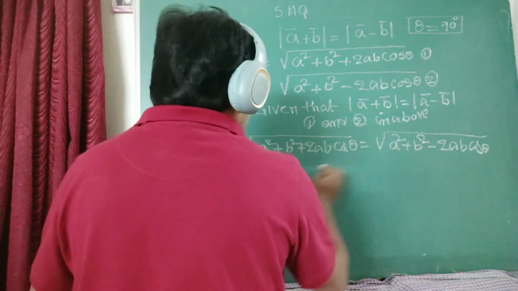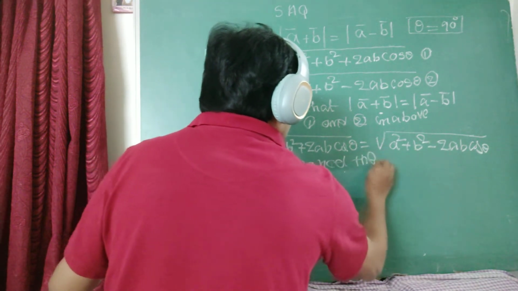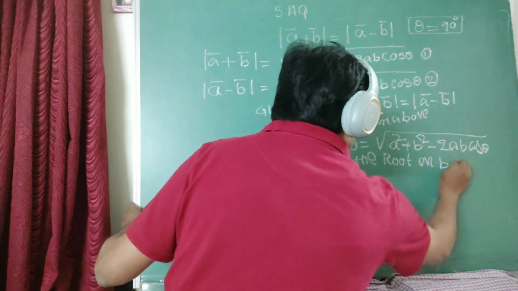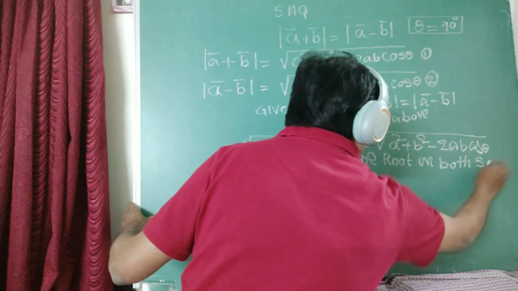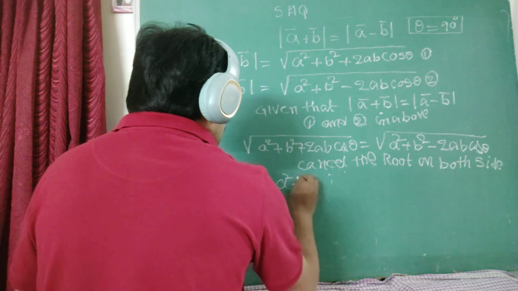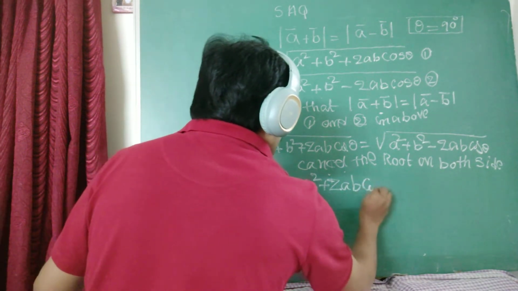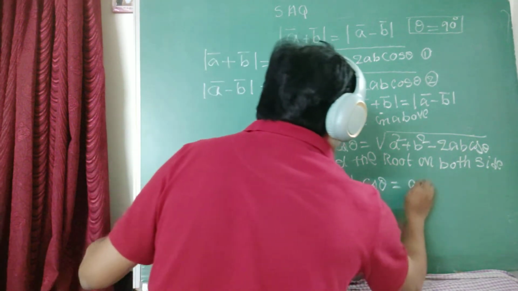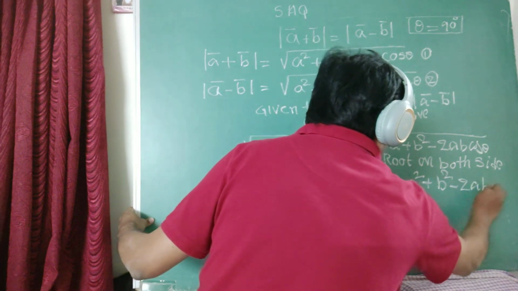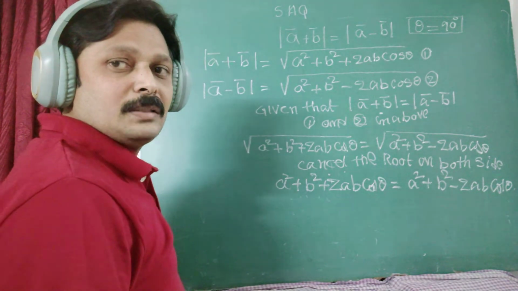Cancel the root on both sides, either by squaring or by cancelling on both sides. Then what value did you get? a square plus b square plus 2ab cos theta equals a square plus b square minus 2ab cos theta. Write this step.